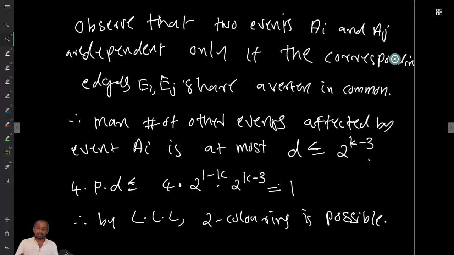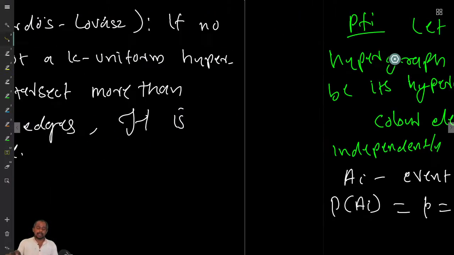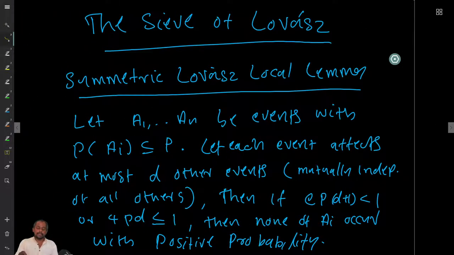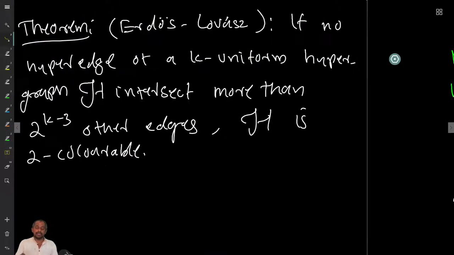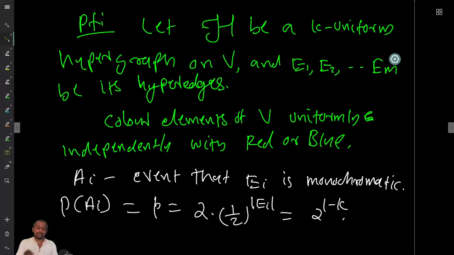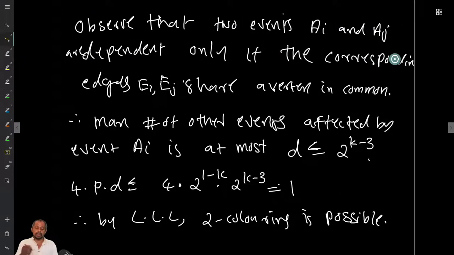So by the Lovasz Local Lemma, there is positive probability that none of the events Ai occur. What is an event Ai? Some edge becomes monochromatic. If none of the edges become monochromatic, then we have a two-coloring. Therefore, by the Lovasz Local Lemma, the two-coloring is possible. So this is a typical application of the Lovasz Local Lemma. This is the symmetric version, where things are very easy.